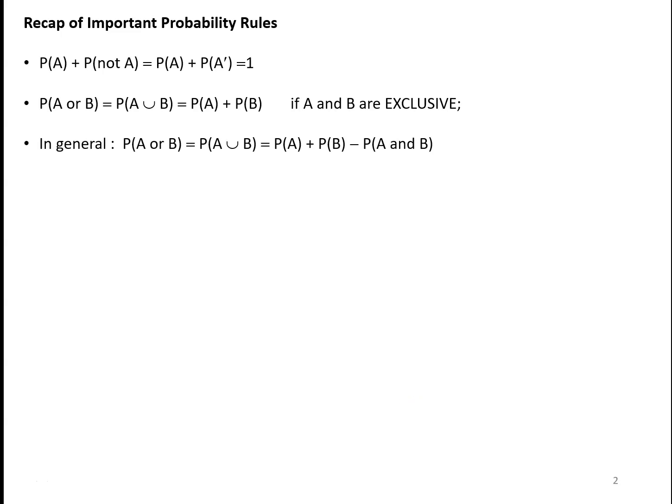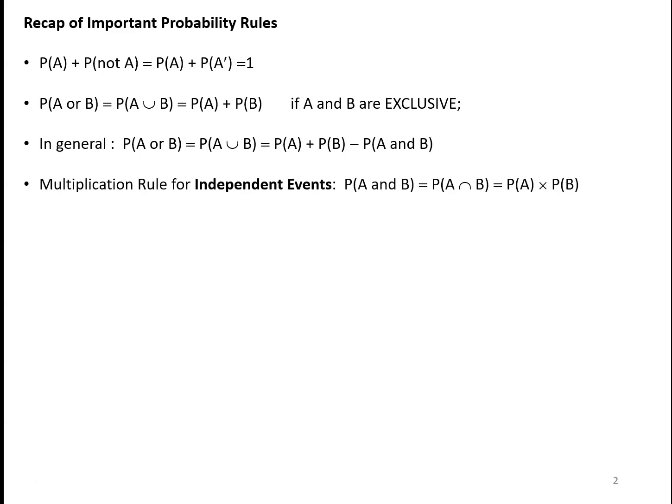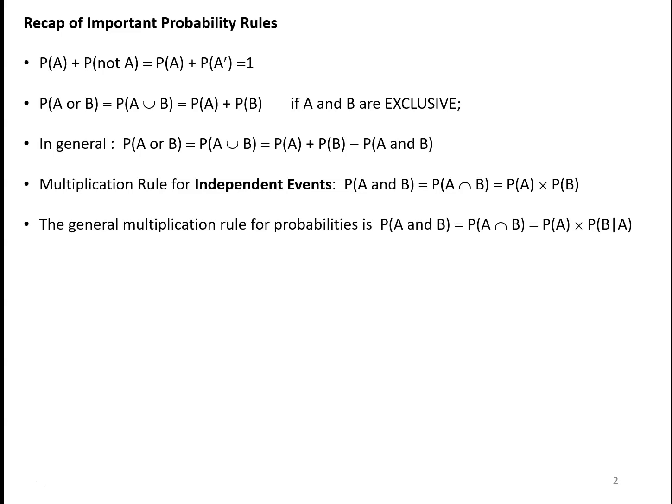But more generally, the probability of A or B is the probability of A plus the probability of B minus the probability that both A and B occur. If we have independent events, then the probability of A and B is simply the probability of A times the probability of B. But more generally, the multiplication rule for probabilities is the probability of A and B is the probability that A occurs times the probability that B occurs given that A has occurred.